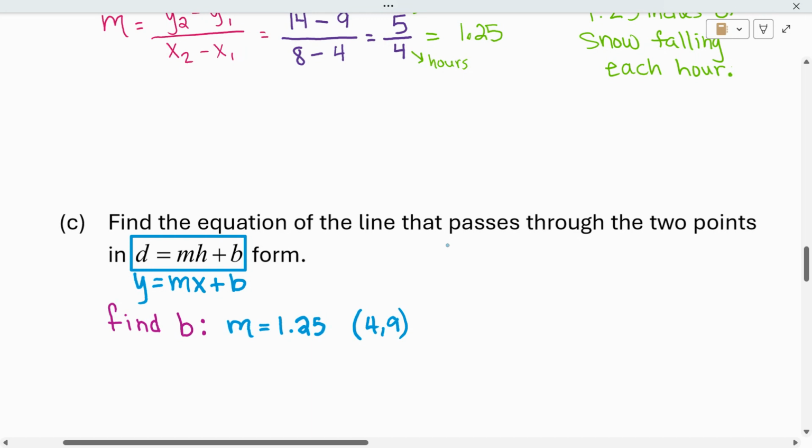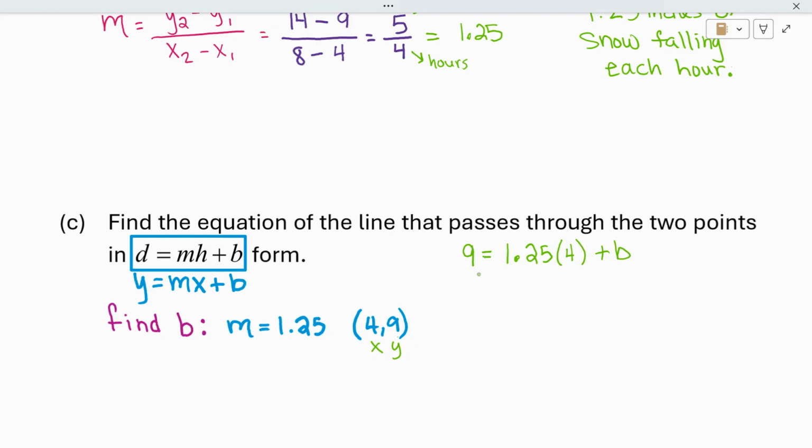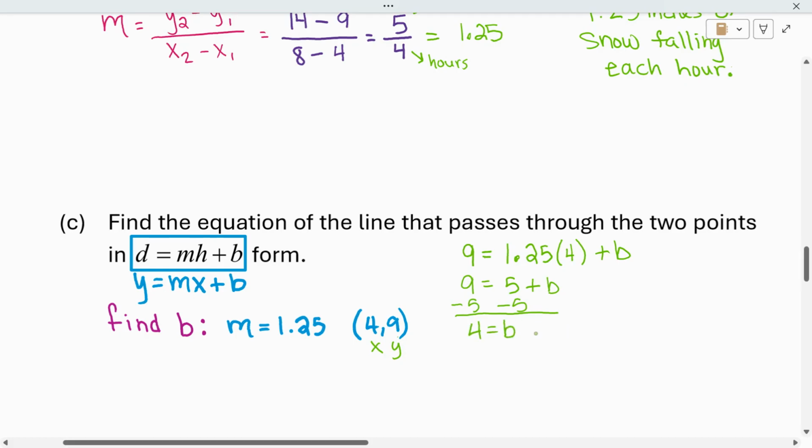Okay, so I'm going to plug these in. Remember, this is just an x and a y coordinate. So I'm going to substitute these values into y equals mx plus b. So the value I'm using for y is 9. 9 equals my slope, m, which is 1.25, times x, which is 4, plus b, my beginning value. So let's see. 1.25 times 4, well, that equals 5. Okay, I'm going to subtract 5 from both sides. So 4 equals b. What does that mean in terms of the problem?